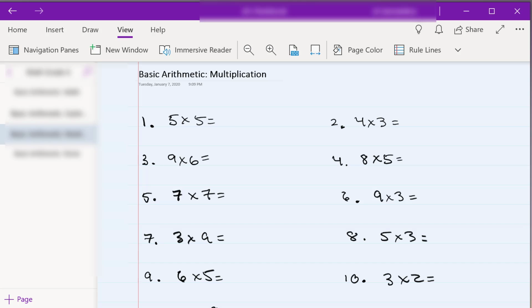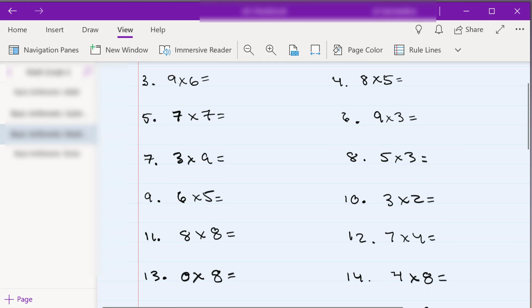Five times 5 is 25. 4 times 3 is 12. 9 times 6 is 54. 8 times 5 is 40. 7 times 7 is 49. 9 times 3 is 27. 3 times 9 is also 27.